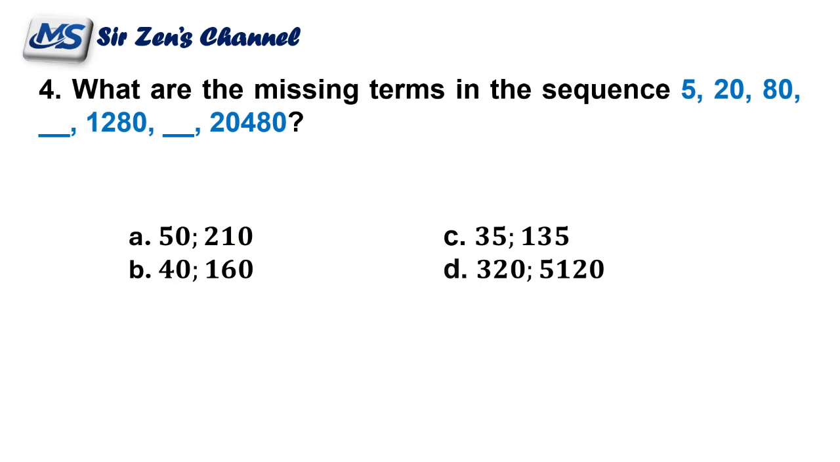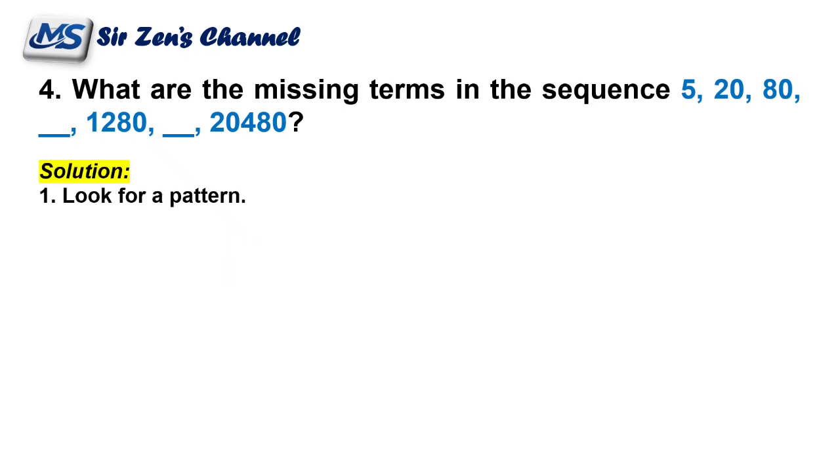So we will be looking for a pattern to solve the missing terms. If you notice, 5 becomes 20 and 20 becomes 80, right? So if we divide 20 by 5, we get 4, right? And also, if we divide 80 by 20, it also equals 4, right?